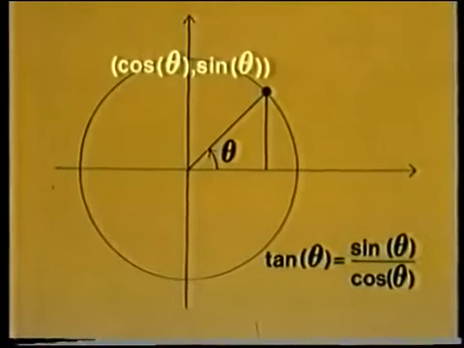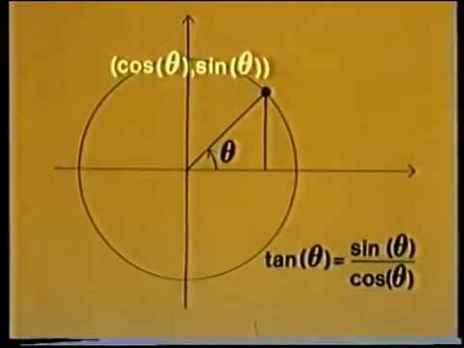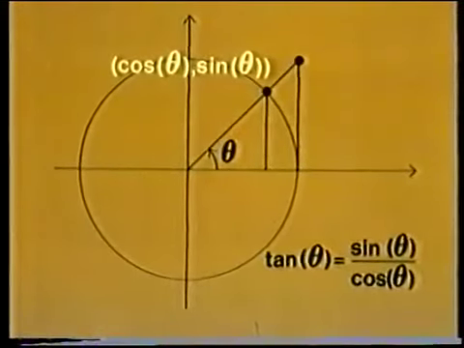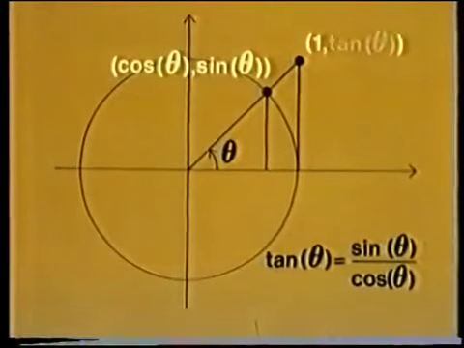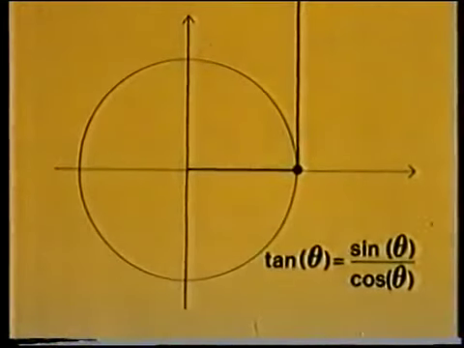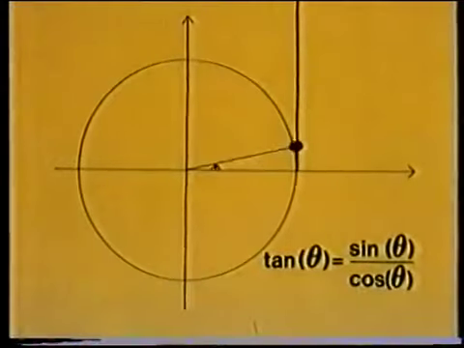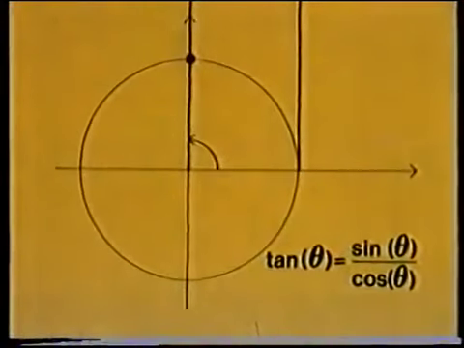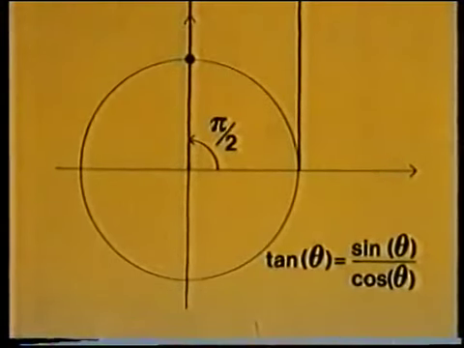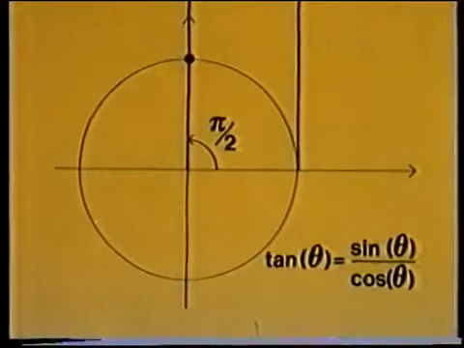So, to find tan theta, we start from cosine theta, sine theta and dilate by a factor of 1 over cosine theta. So cosine theta, sine theta dilates to 1, tan theta. So tan theta is the y-coordinate of a point on the tangent to the circle through 1, 0. When theta equals 0, tan theta equals 0. And tan theta increases as theta increases. When theta equals pi over 2, the lines don't intersect, they're parallel. So tan pi over 2 doesn't seem to exist.